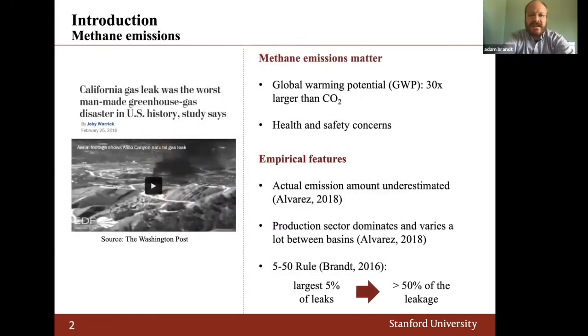Okay, so, introduction on methane emissions. You guys know this, I'll skip this in the interest of time. There's Aliso Canyon, obligatory 30x GWP.